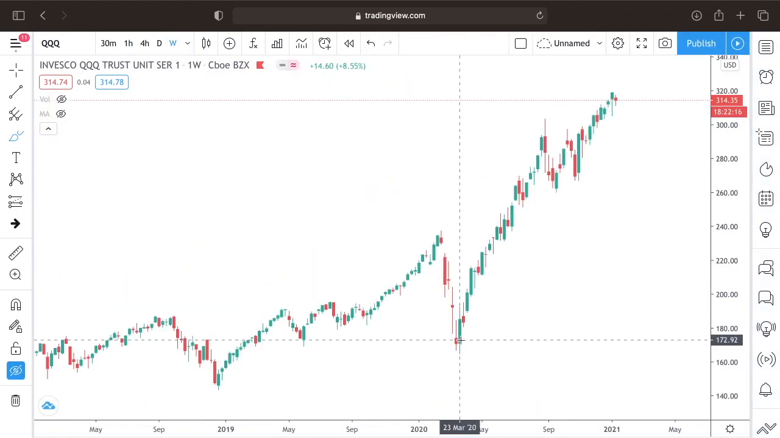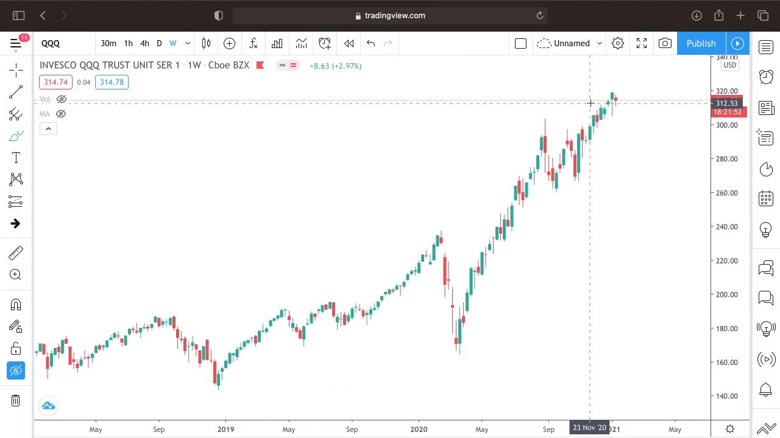For the Nasdaq, the recovery from the pandemic has been even more eye-catching. From the low of around $167, prices have almost doubled to the current price level of around $314. That is almost a 100% gain in just less than a year.